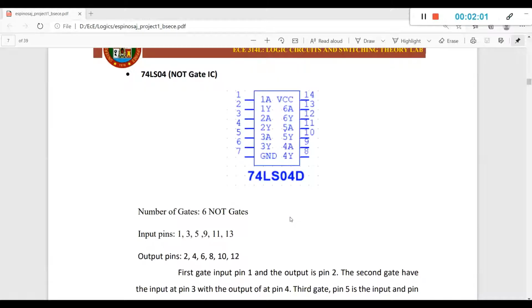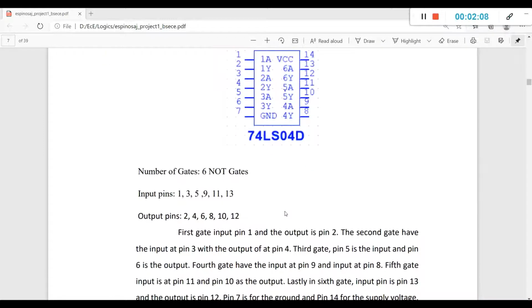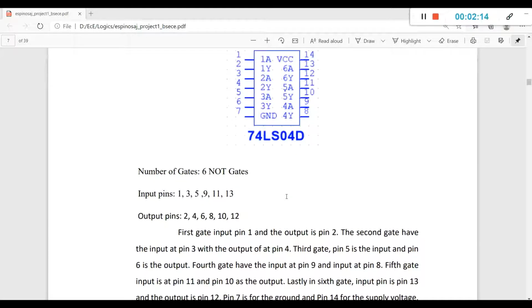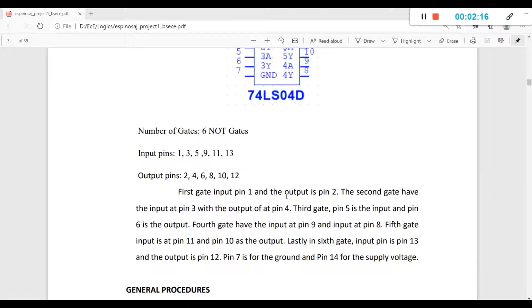For the 74LS04, or the NOT gate integrated circuit, this component is composed of 6 NOT gates. The first gate has input pin 1 and output pin 2. So there is only one input for this component and one corresponding output. The second gate has an input at pin 3 and an output at pin 4. The third gate has input pin 5, and the output is pin 6.